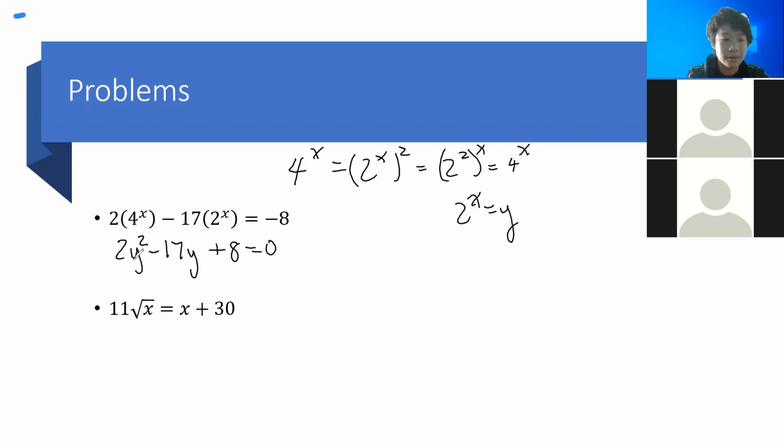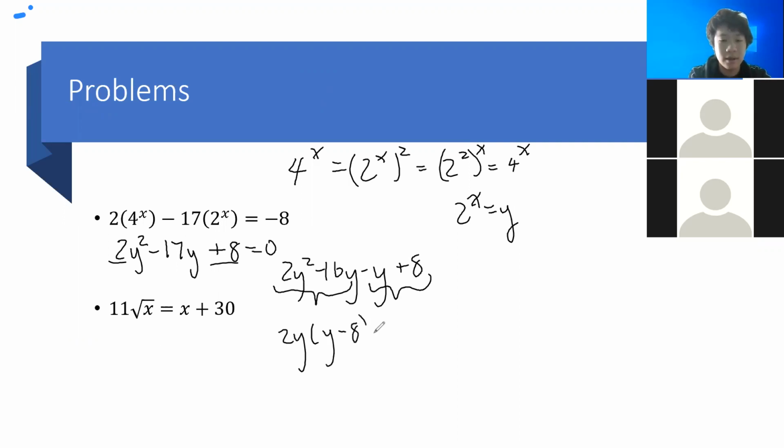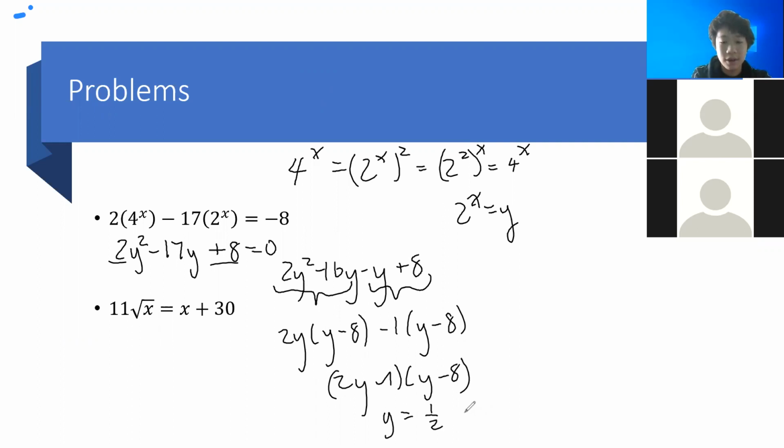If you're to factor it, I'm going to use my strategy again. What numbers multiply to 2 times 8, which is 16, but add to negative 17? Well, negative 16 and negative 1. So 2y squared minus 16y minus y plus 8. Okay, we basically split up that negative 17y into negative 16y minus y. I've got two chunks here. You can factor each of these individually. 2y, y minus 8, minus 1, y minus 8. 2y minus 1, y minus 8. So y is going to equal 1/2 or 8.